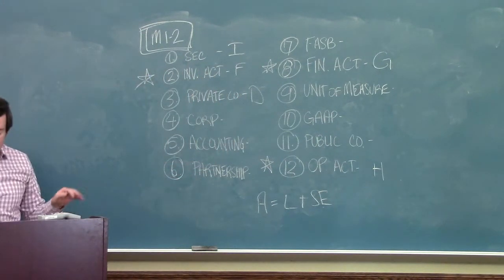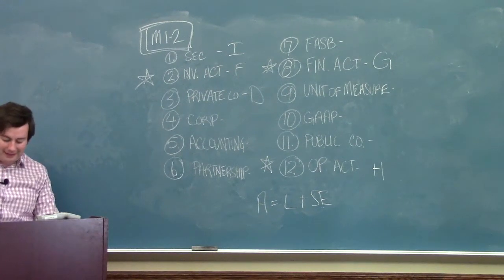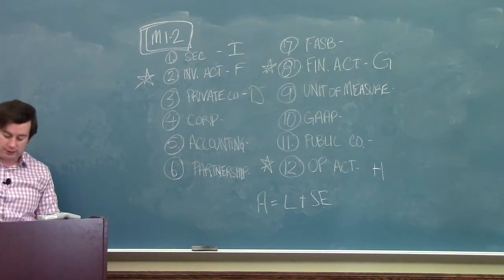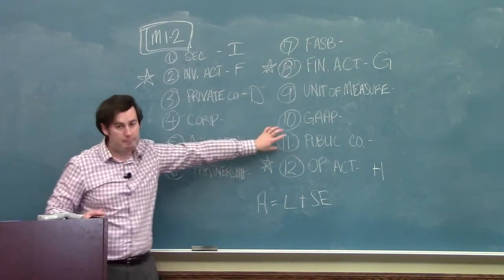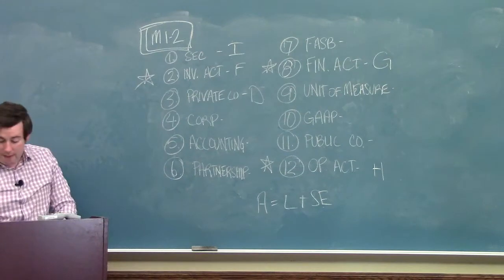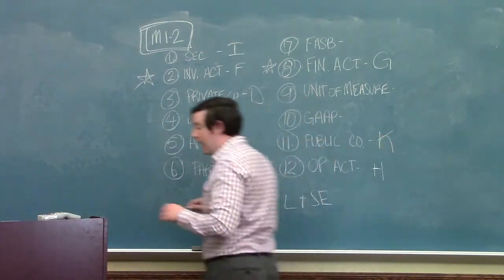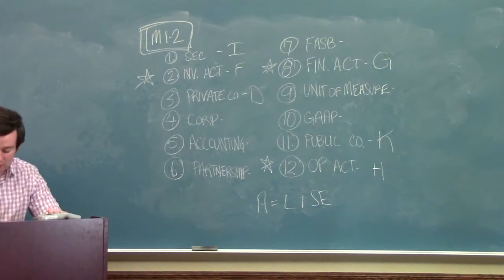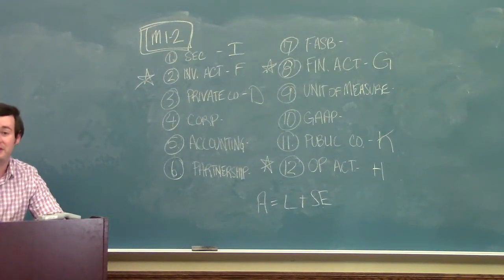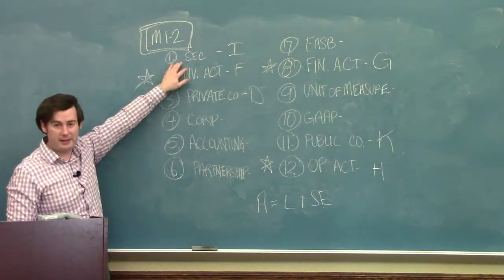Letter D indicates a company that sells its shares of stock privately and is not required to release financial statements to the public. Let's differentiate private company from public company over here in 11. Public company indicates letter K. And letter K states a company that has its stock bought and sold by investors on an established stock exchange. Stock exchanges in the United States are regulated by the SEC.